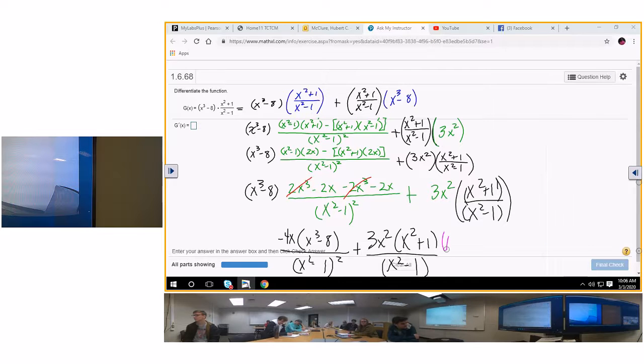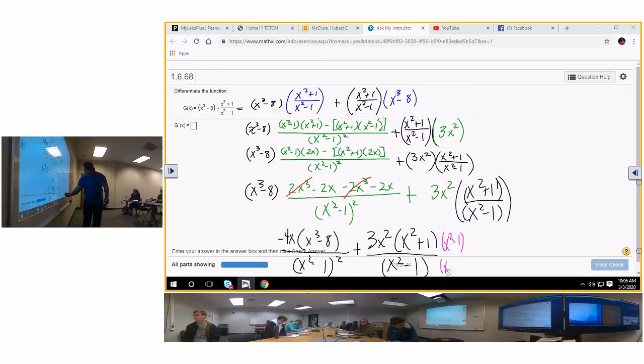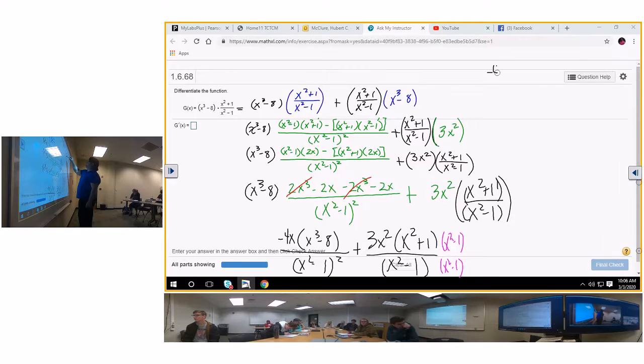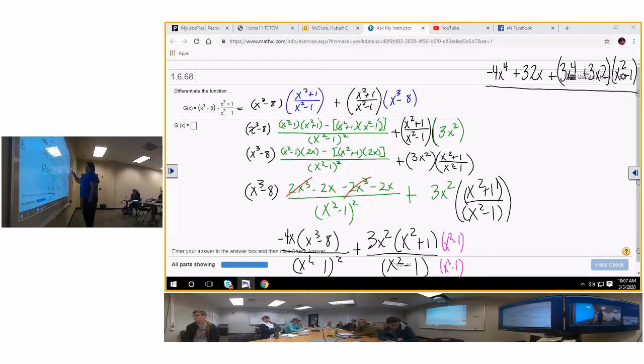I'm going to multiply by x squared minus 1, and that's going to give me negative 4x to the fourth plus 32x, plus 3x to the fourth, plus 3x squared, and I've still got to multiply that by x squared minus 1 over x squared minus 1 quantity squared.